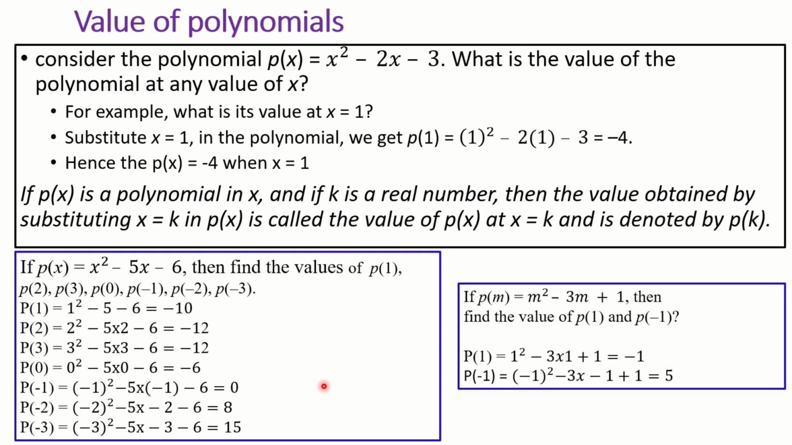Next. If p of m equals m square minus 3m plus 1, then find the values of p of 1 and p of minus 1. Just substitute the m value and you will get the values, that is minus 1 and 5. Minus 1 and 5 we will get.